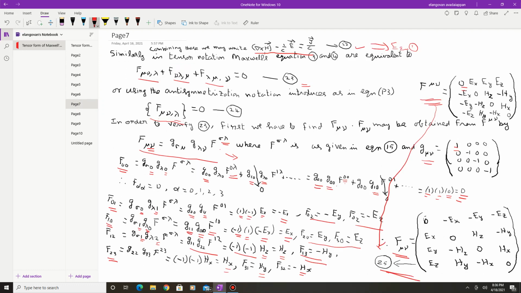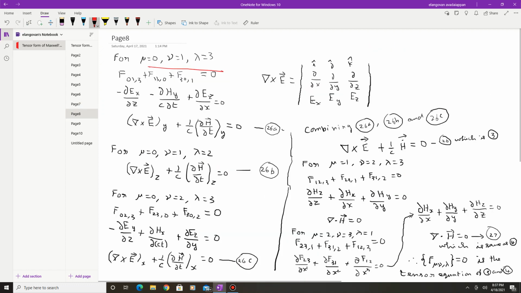So what is this equation? Equation 23. In equation 23, you will get this expression, and this can be expressed by partial d F01 by partial dx3, partial d F13 by dx0, partial d F30 by partial dx1, and you know x1 is equal to x, and x0 is equal to ct, and x3 is equal to z, and here F01, F13, F31 can be obtained from your previous equation.